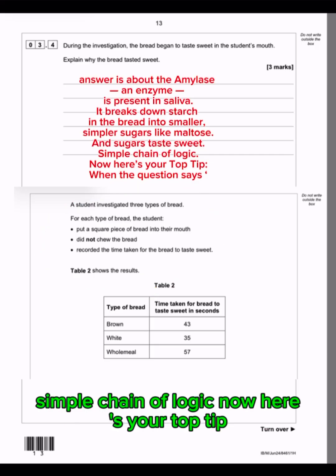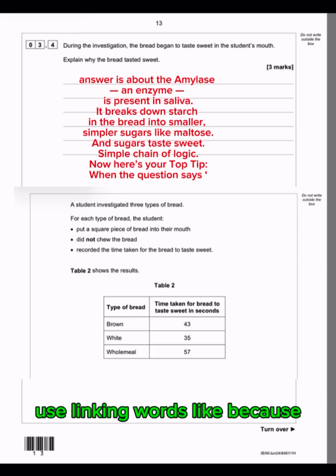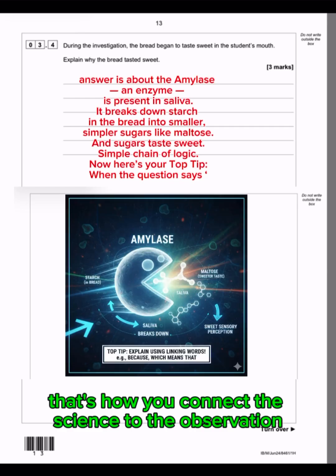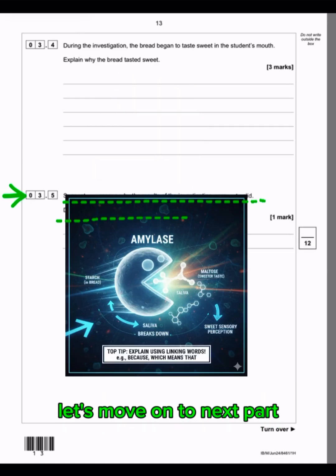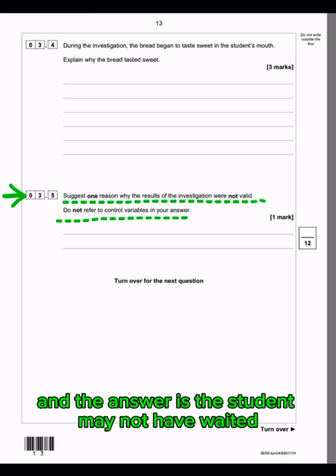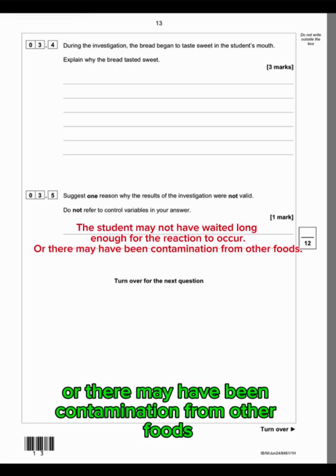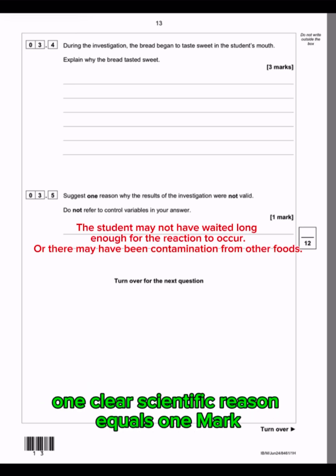Simple chain of logic. Now here's your top tip. When the question says explain, use linking words like because, which means that's how you connect the science to the observation. Let's move on to the next part, question 3.5, which asks why the results might not be valid. The answer is the student may not have waited long enough for the reaction to occur, or there may have been contamination from other foods. One clear scientific reason equals 1 mark.